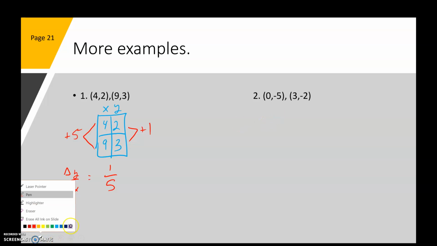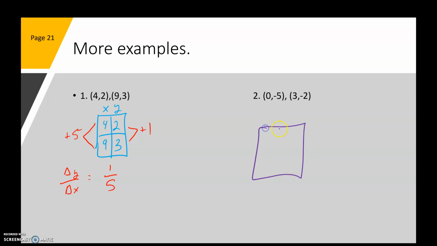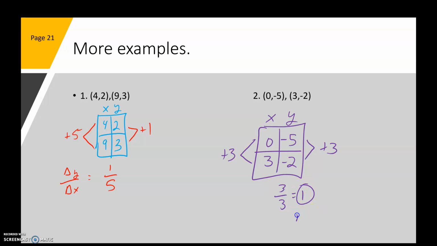Let's come over here to this other one. And we've got 0, -5, and 3, -2. And this one goes from 0 to 3, up 3. And -5 to -2, this is going up. From -5 to -2, it went up a positive 3. It's getting closer to 0. Well, that's kind of easy. 3 over 3, which is just 1. That's the slope. So we write it with an m. M equals 1 and m equals 1/5.